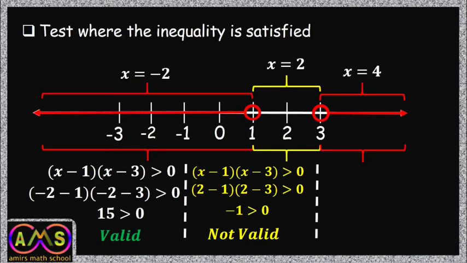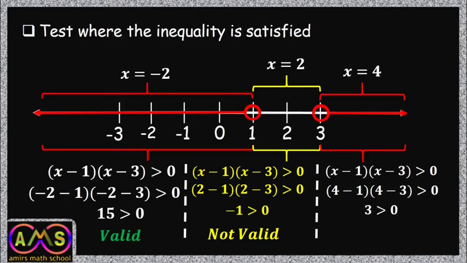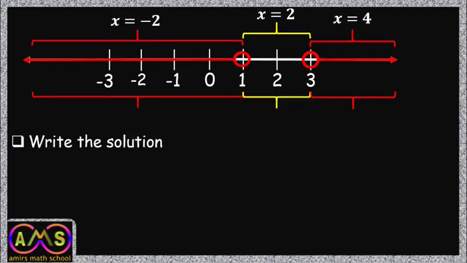Similarly, for the third part, that is x equal to 4, the inequality is satisfied. So this part is valid for the solution. So now we are going to write the solution. We have two valid parts and one invalid part, as previously.